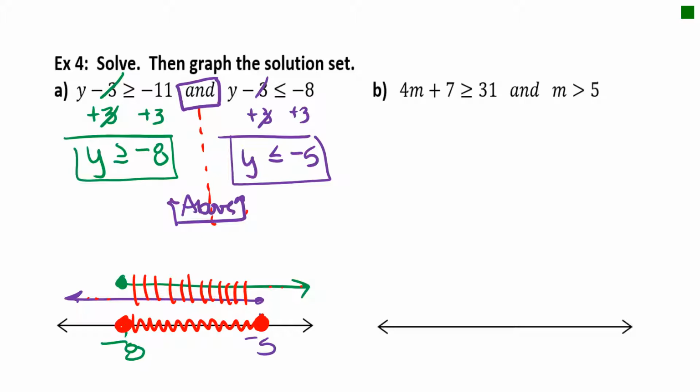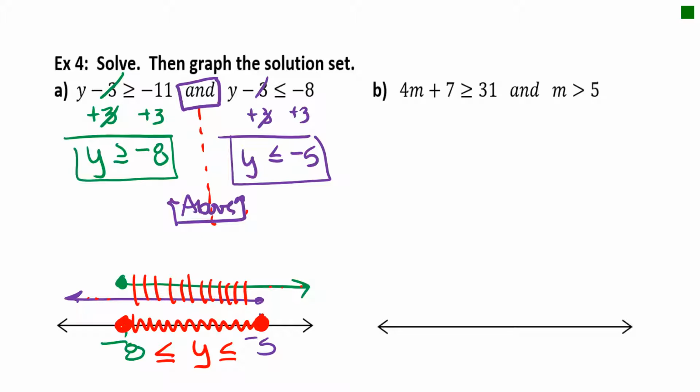Now because y is in between, we can just trap it right in between. Y compared to -8, it's bigger, so it gets the big mouth. It can be equal to. Y compared to this -5, it's smaller, so it gets the little point, and it can be equal to. That looks weird because you think that this means left, but remember, we read from the variable.